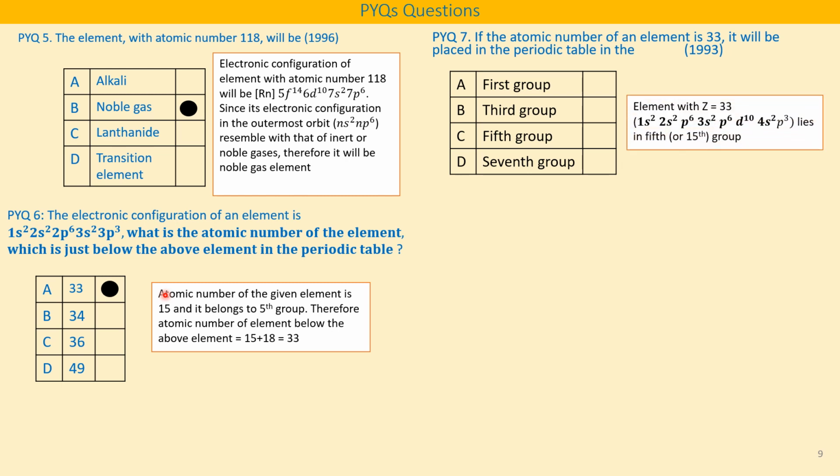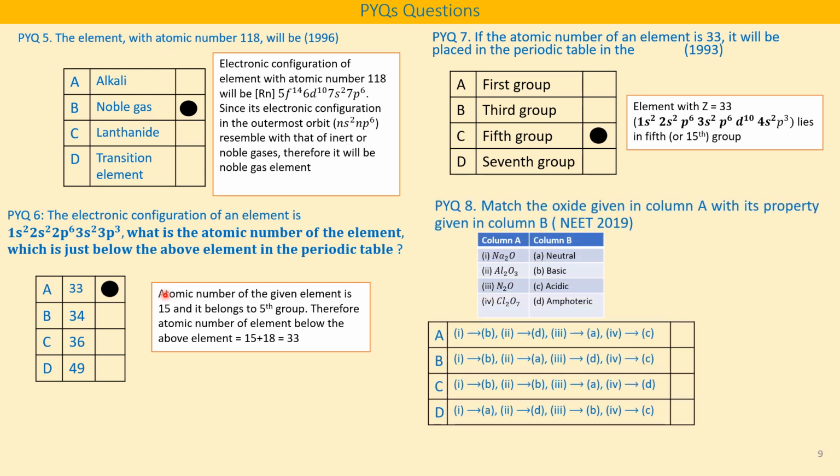The element with Z equal to 33 has the configuration 1s², 2s², 2p⁶, 3s², 3p⁶, 3d¹⁰, 4s², and 4p³, and lies in the fifth or the 15th group. So here the option is fifth group. Please mark it. Next question.